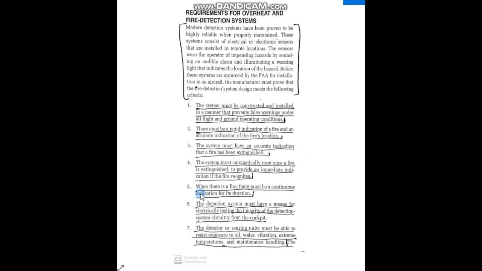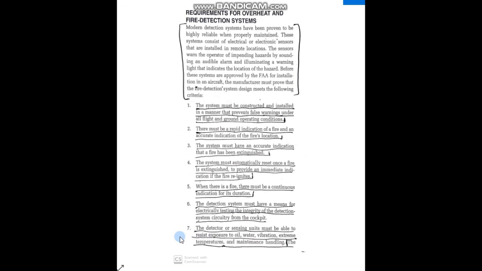The fifth requirement, when there is a fire, there must be a continuous indication for its duration. That means the audible or light indication must continue until the fire is extinguished. The sixth requirement, the detection system must have a means for electrically testing the integrity of the detection system circuitry from the cockpit. That means the detection system must have a test from the cockpit to check whether the system is ready for use or not.